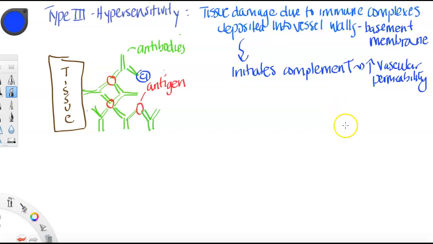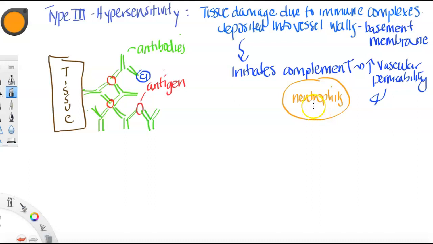Okay, so what happens? Well, these complexes start to float about. They get then into the interstitial fluid spaces, and then they attach to tissues. So here's this aggregate that's going to attach to the tissue. And then what happens? Well, we get recruitment of neutrophils. So neutrophils then come about, and they try to phagocytize the tissue.